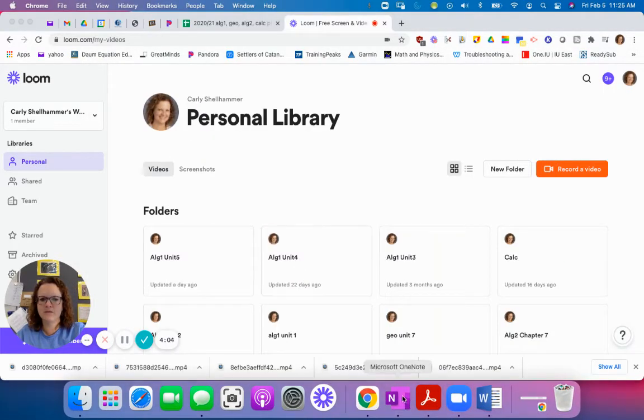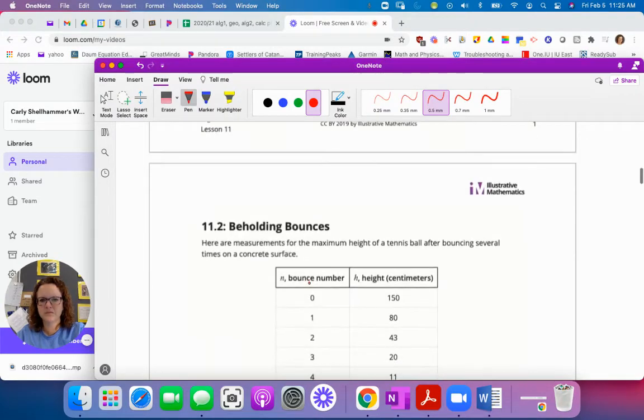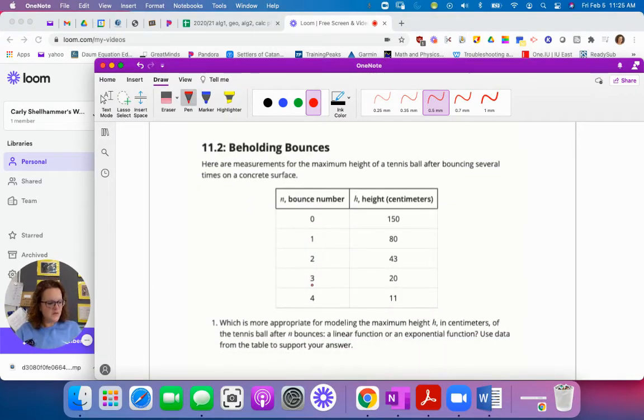Oh, sorry about that. All right, moving on. Bouncing. Here are some measurements for the maximum height of a tennis ball after bouncing several times on a concrete surface. Bounce 0, the height is 150 centimeters. After bounce 1, it goes to 80. After bounce 2, to 43, etc.